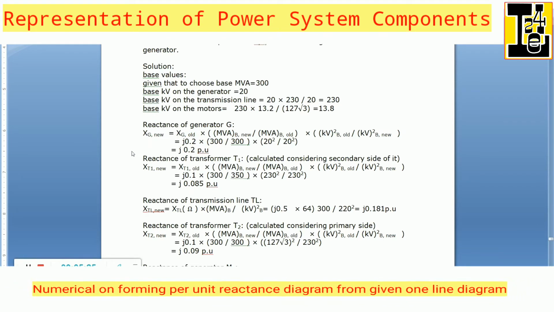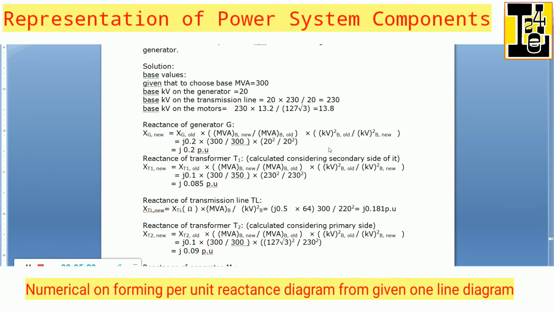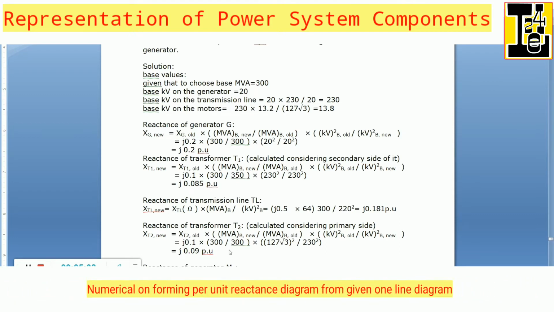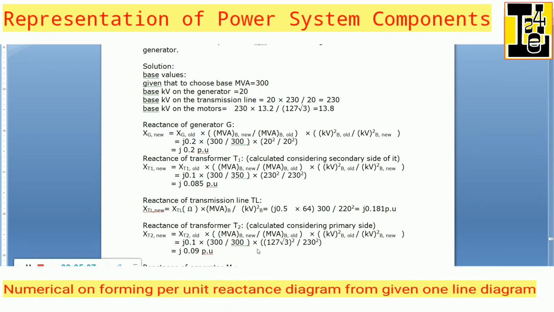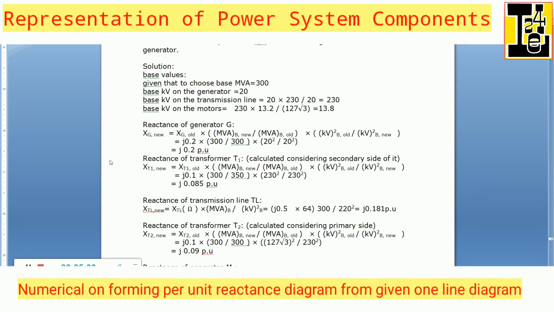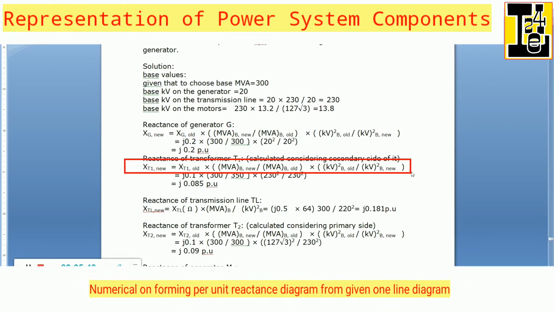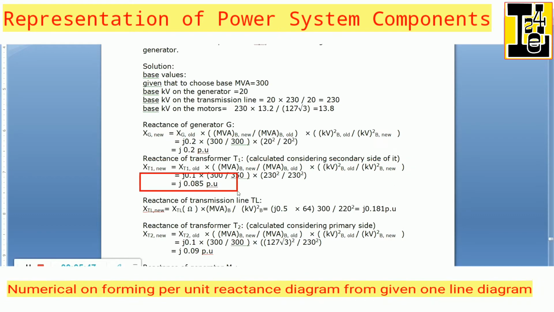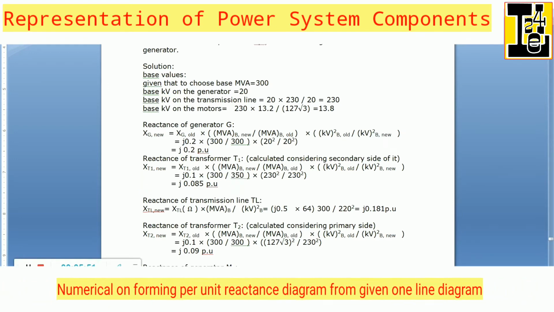Reactance of the transformer T1. Here we will consider the secondary side of it. We can calculate the reactance of the transformer on either side and the answer will remain the same. So here in this problem I will consider at the secondary side of it. So using this formula, substituting the values in this formula, we will get Xt1 new is equals to 0.085 j per unit.